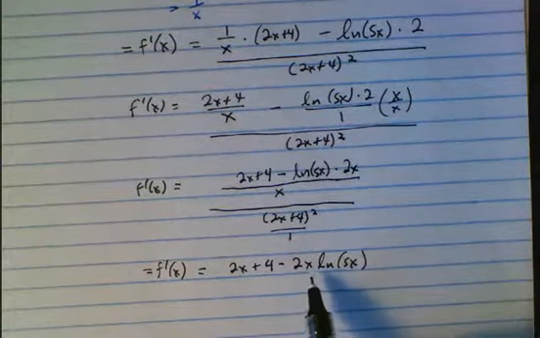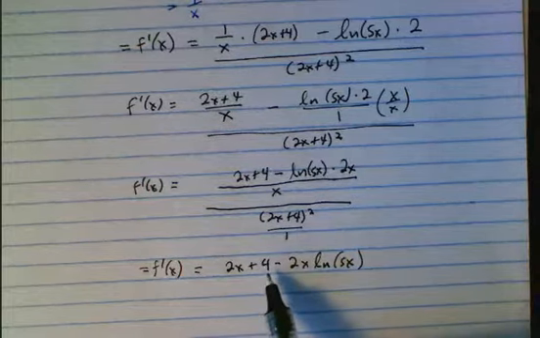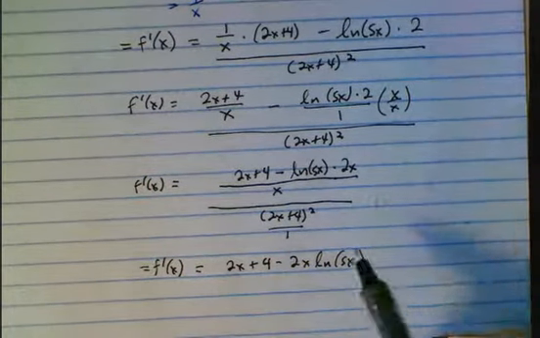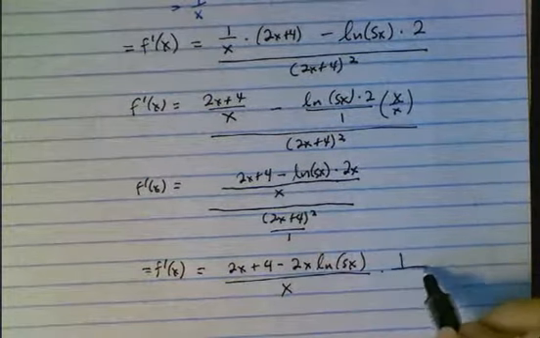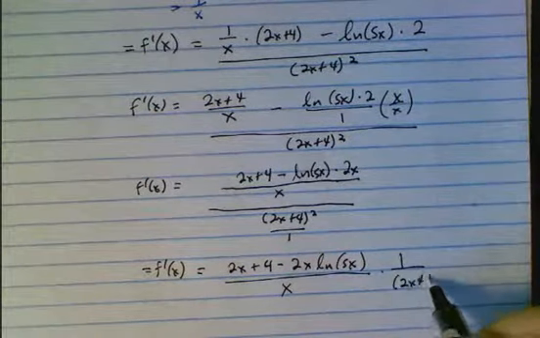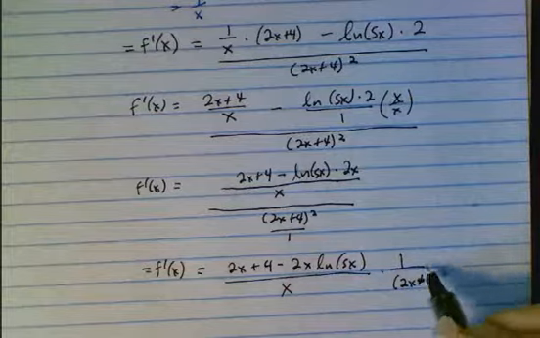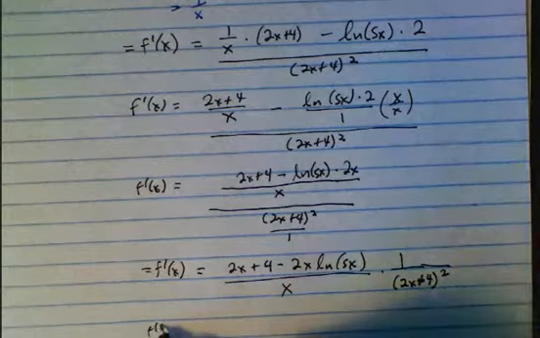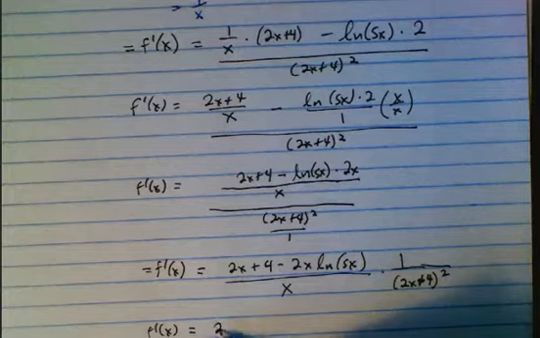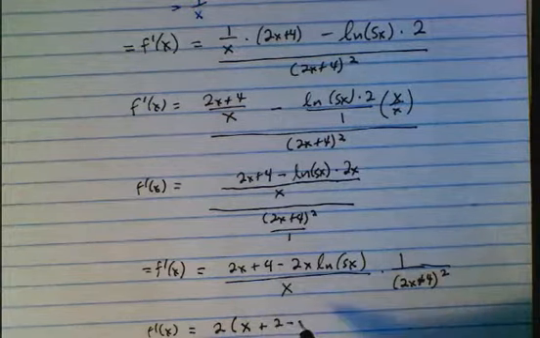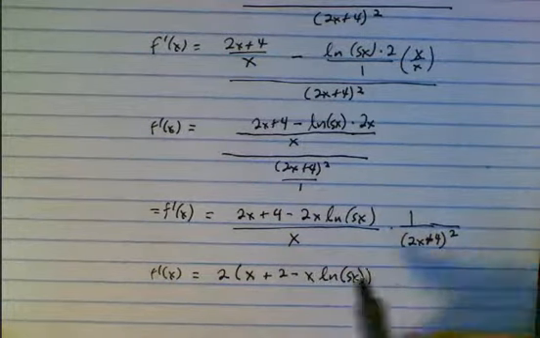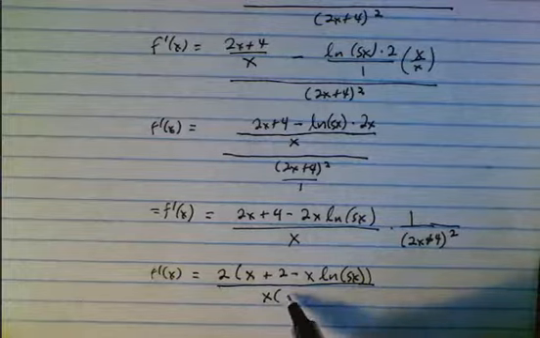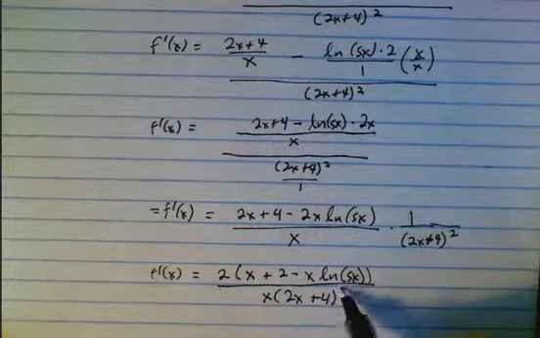Notice that we can't factor out a 2x because there isn't an x here. However, there is a 2 in every single term, so we will be able to factor that out when we get there. Dividing by a fraction is the same as multiplying by the reciprocal. So we'll factor out that 2. That's x plus 2 minus x natural log of 5x all over x times 2x plus 4 squared.